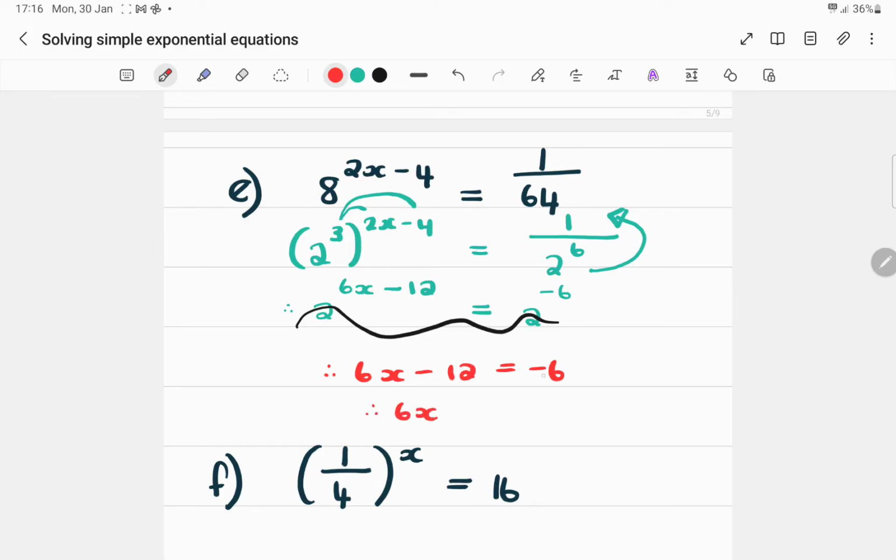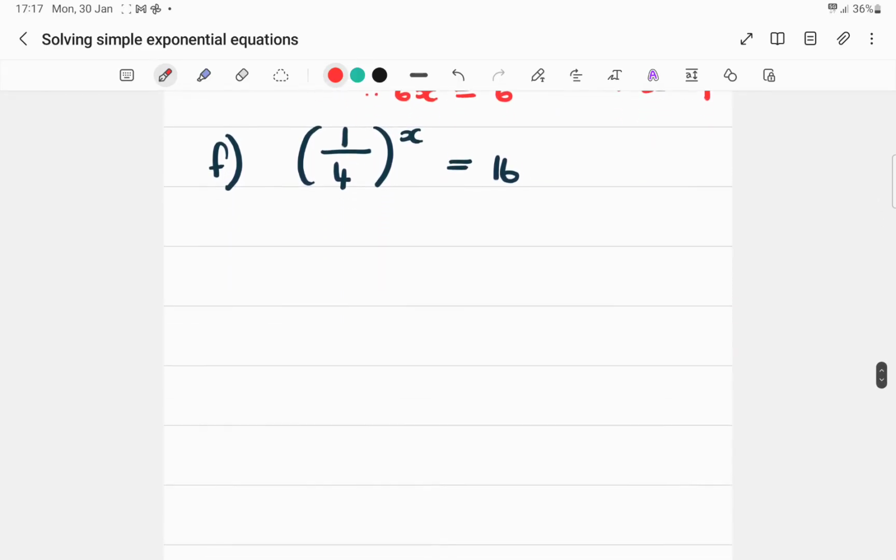If you bring that over, negative 6 plus 12 is equal to a positive 6. Thus, x is equal to 1. You can always go test it. 2 times 1 is 2. 2 minus 4 is negative 2. And if you put that in your calculator, 8 to the power negative 2 will give you 1 over 64. Okay, so if you've got time in a test, always go replace it in and see whether you can get the same answer.